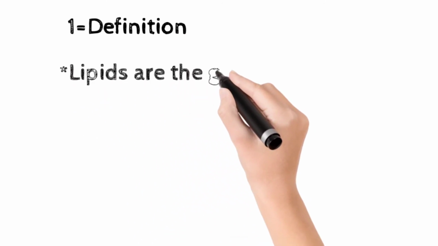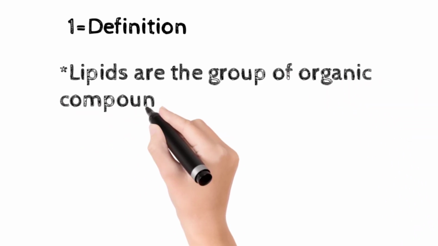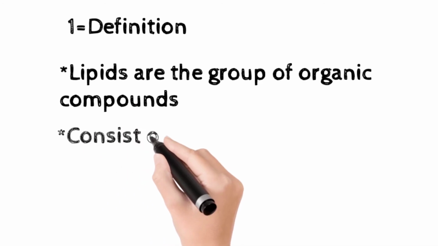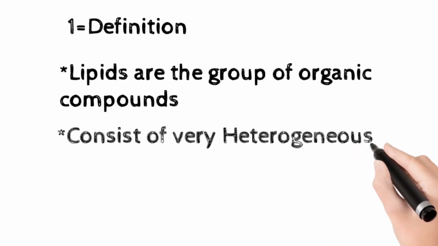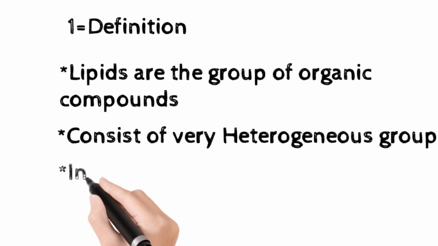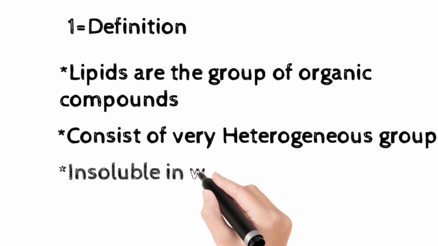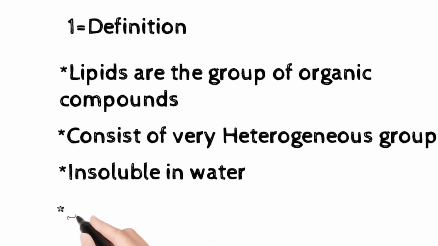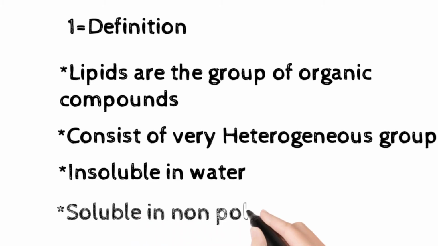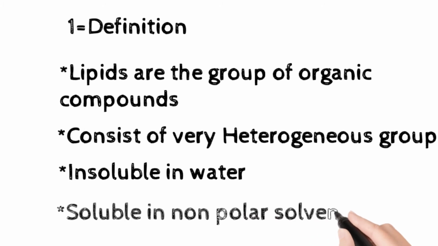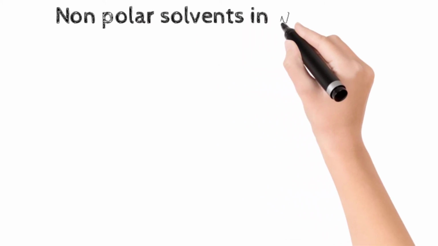In the definition I break the definition into 4 parts in order for you to remember it in the best way. Now in the definition, the first point is lipids are a group of organic compounds. Number 2, consist of a very heterogeneous group. In lipids the groups are not the same. In different lipids there are different functional groups, and on the basis of this we make its types. Number 3 is insoluble in water. And number 4 is soluble in non-polar solvent. These are the 4 points in the definition of lipids.